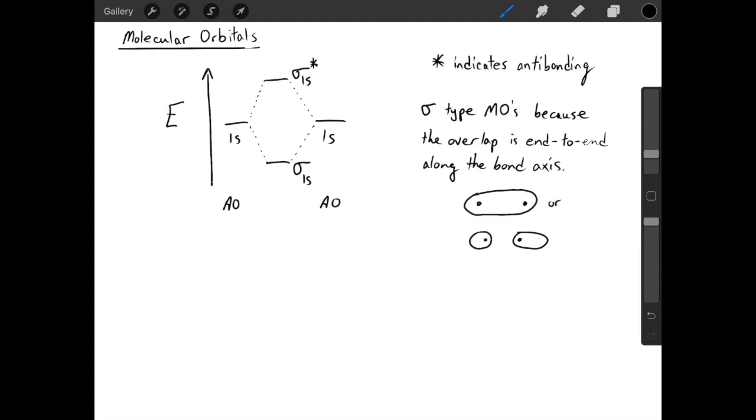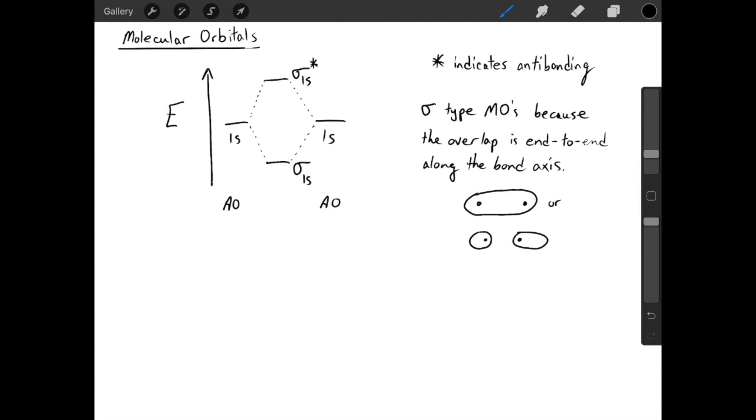The sigma-type label is representing overlap that is end-to-end or rotationally symmetric, where if you rotated these orbitals, it wouldn't break the overlap. So this is exactly the same type of label that you would use in the valence bond or hybrid orbital type theories, where sigma are those end-to-end overlaps and pi are the overlaps where if you rotate the bond, you break the overlap.